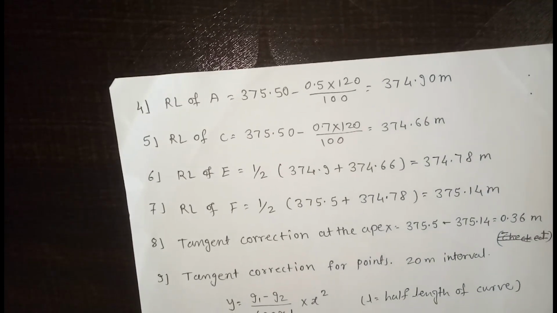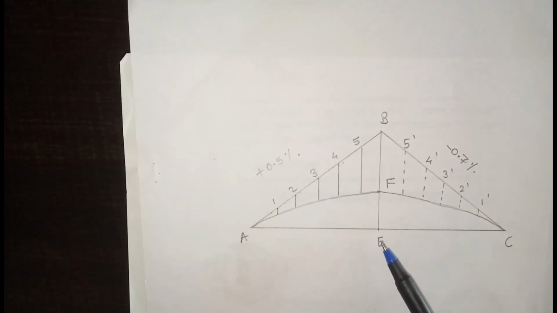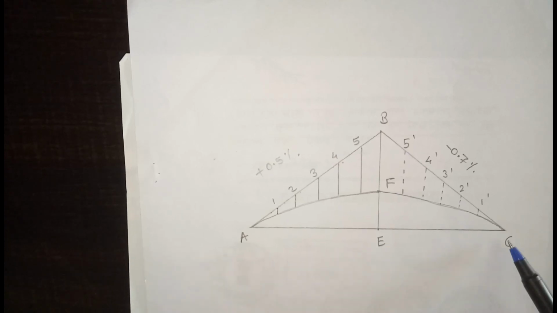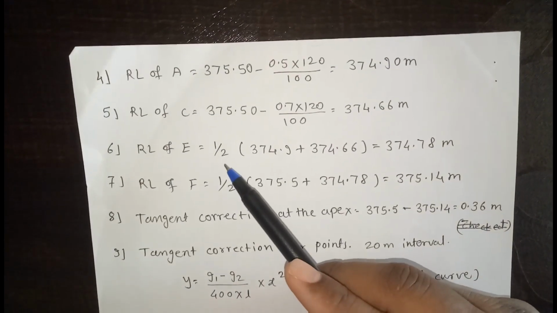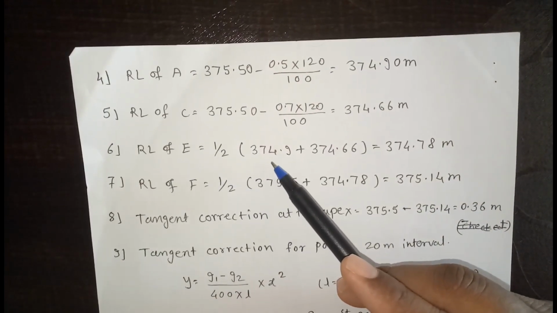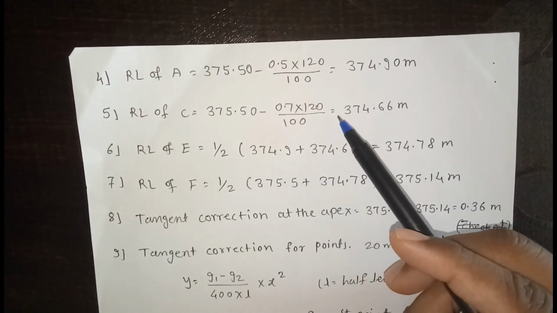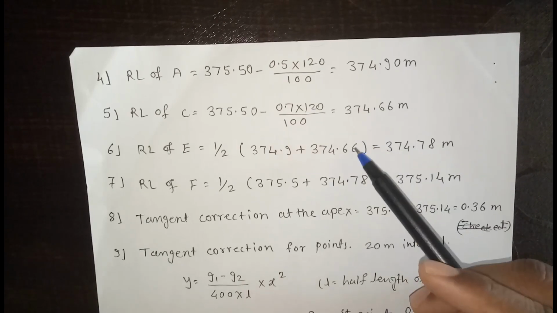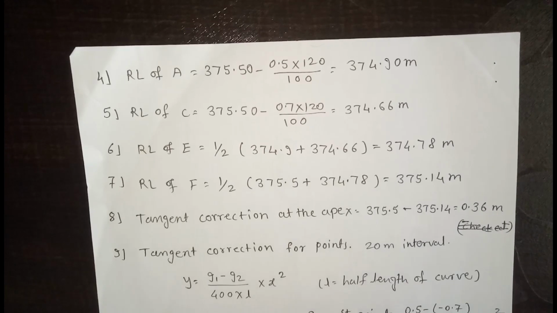Now we have to calculate RL of E. For this purpose we have to take the average of RL of A plus RL of C. So average means 1 by 2 into RL of A, 374.90, plus RL of C, 374.66, which is equal to 374.78 meter.